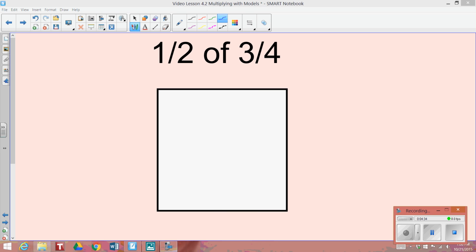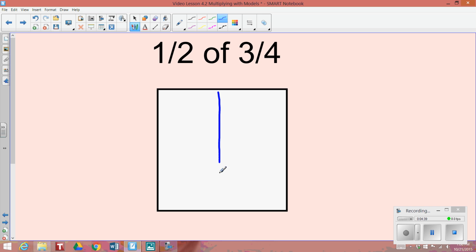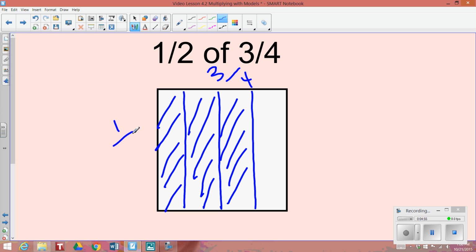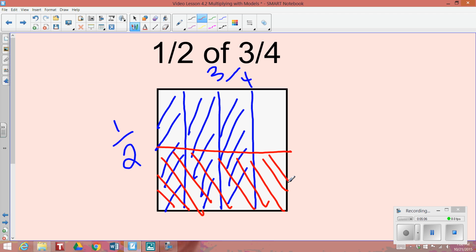Let's look at that one more time. Here I have my 1 whole cup of sugar. Normally I would have 3/4. So I'm going to write 3/4 at the top of this square, and I'm going to cut my square into equal fourths. And I'm going to shade in 3 of them. And then I want to take 1/2 of these 3/4. So I can actually just cut this square in half going down this way. And I can shade in half of it. And it's almost like I'm cutting out half of those 3/4.